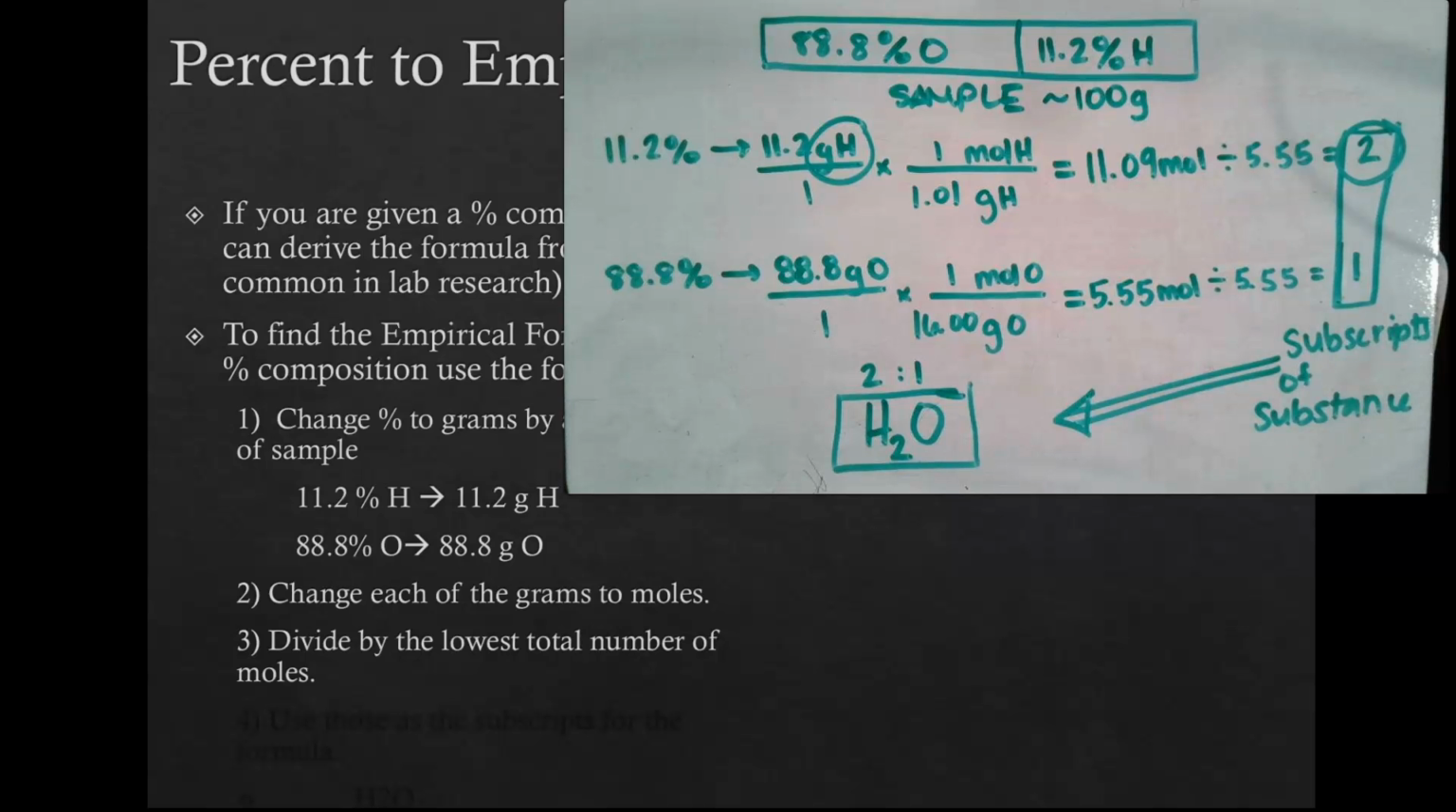I told you it's like a magic trick, right? We go through this whole process. You go percent to mass, mass to moles, divide by the lowest number of moles, et voila, magic. You end up with the subscripts for the formula of your substance.